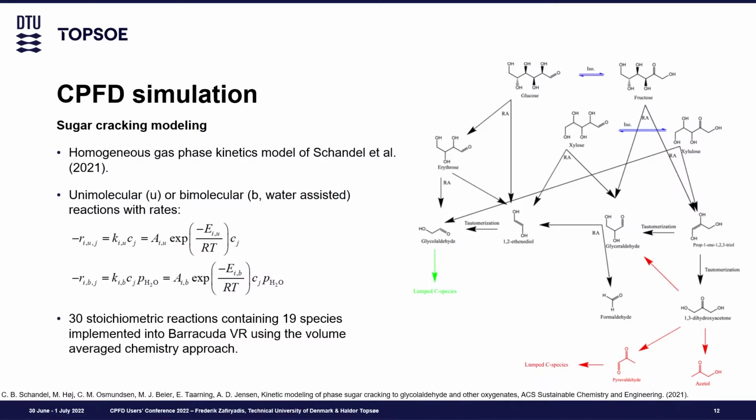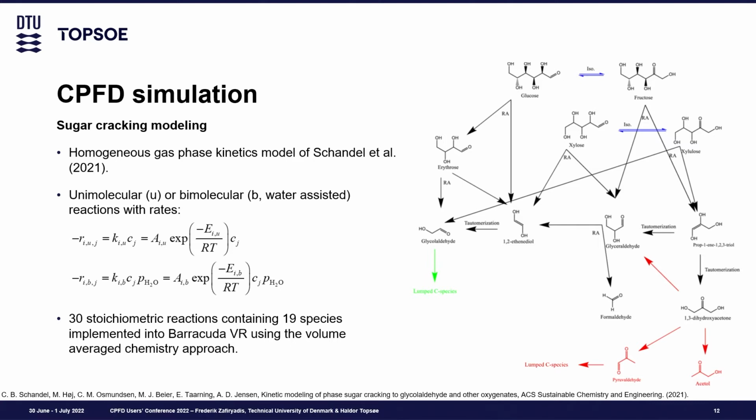Having the hydrodynamic part of the model set up, we could then focus more on the kinetics model. One of my previous colleagues did a homogeneous gas phase kinetics model back in 2021. This is a schematic showing some of the reactions that allow us to crack glucose in the gas phase, so it can react through an isomerization reaction to fructose, or you can also have a retro-aldol reaction to, for example, erythrose, which then reacts again and produces glycolaldehyde. That glycolaldehyde could then further decompose under high temperatures to mostly CO and CO2, but we just call it a lump C species. These reactions are governed by homogeneous rates, and one of them is a bimolecular one, so it depends on the water content in the system.